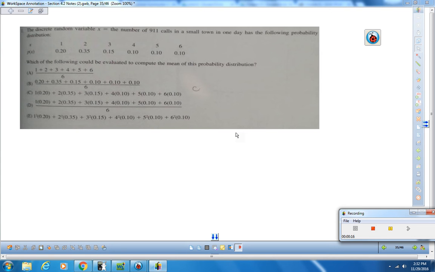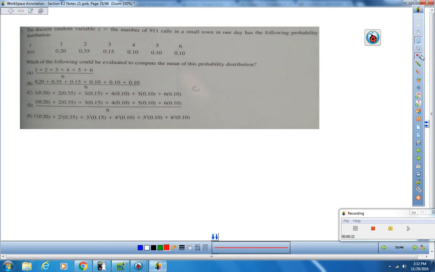It says, which of the following could be evaluated to compute the mean of this probability distribution? Now, we know we can plug this right into our calculator, but the actual formula says I take 1 times 0.20, and then 2 times 0.35, 3 times 0.15, and so on and so forth. That answer in your book is letter C.